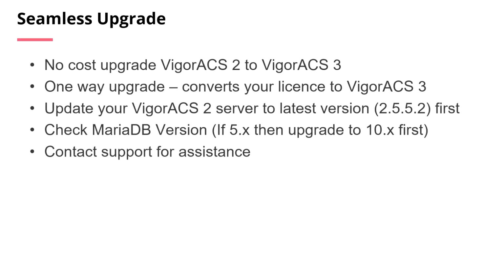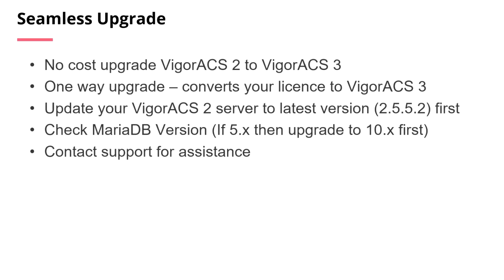The recommendation is to update your ACS2 server to the latest version first. In this example, as we record this, it's currently 2.552. So update it to that version first before you then update to ACS3. But we've got a migration that keeps all of your settings, your profiles, stats and everything. So you shouldn't need to replace anything.